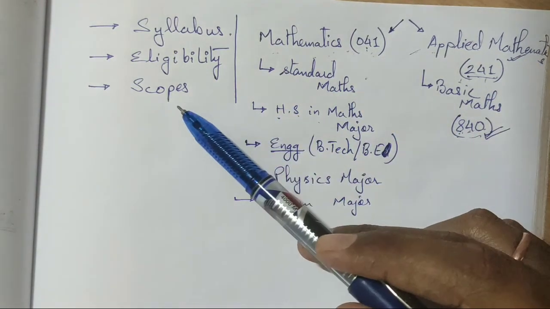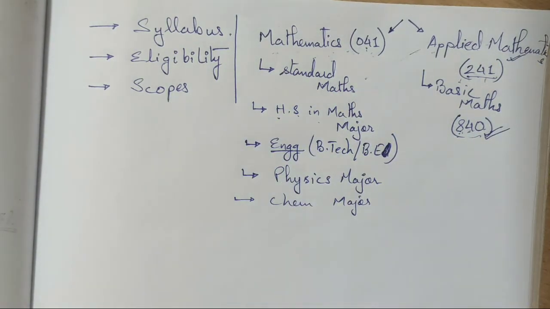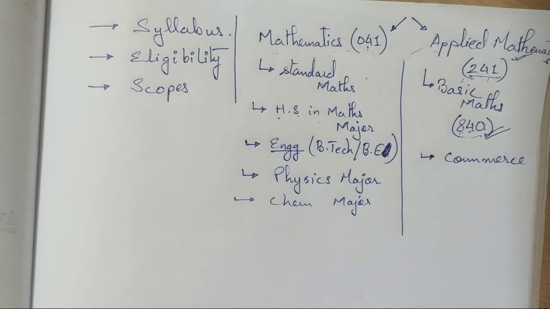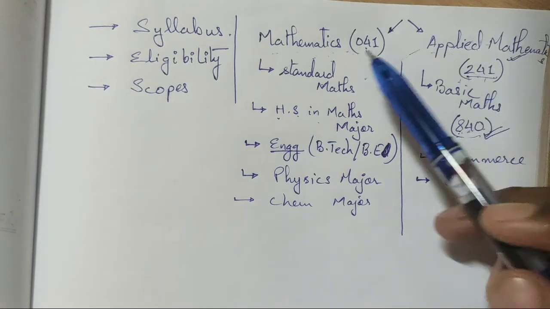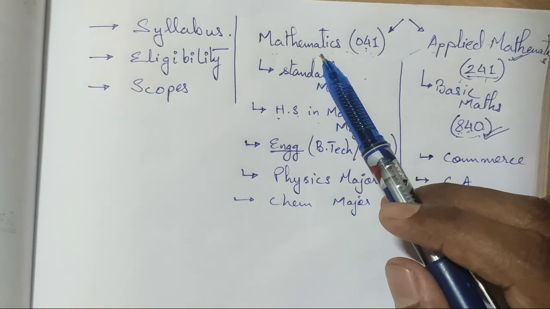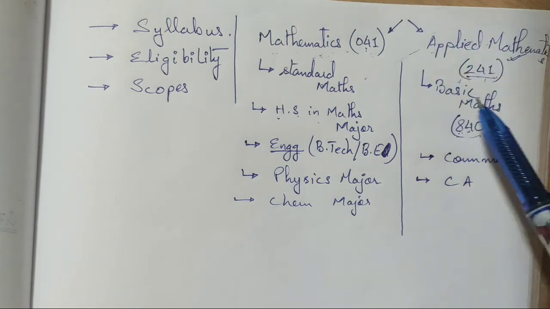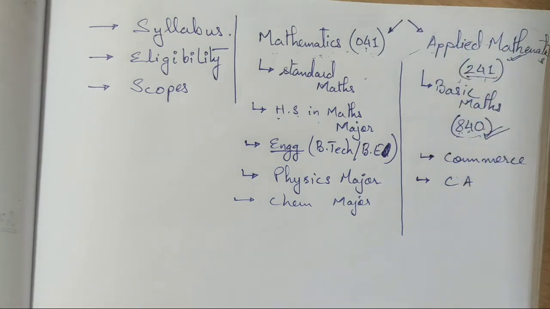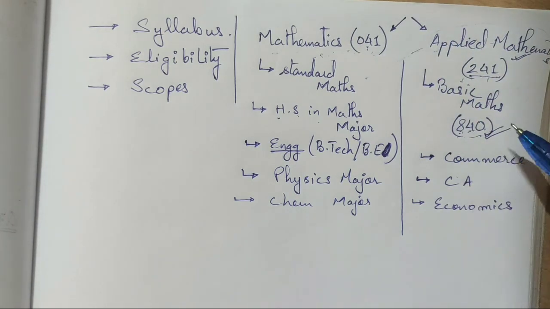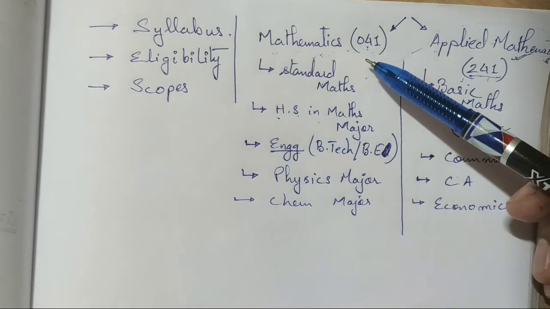And let's go to the scopes of applied mathematics 241. Mostly you will get help with applied mathematics in commerce. Like for CA, you don't need this mathematics and get very low marks. You can have applied mathematics so that it will be helpful for CA. And for economics, we need mathematics. Till now, only one mathematics was there.